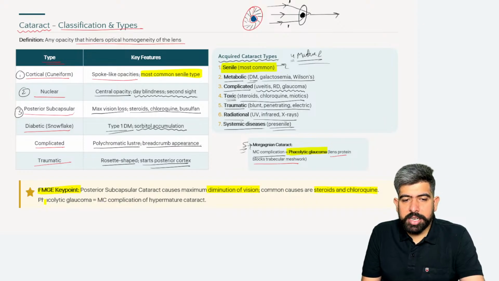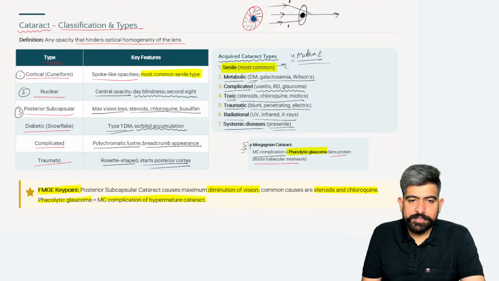And we talked about the phacolytic. Yes, phacolytic glaucoma is the most common complication of hypermature, which is your Morgagnian cataract. Is that clear? Is it clear to you guys? Let's move forward to the next one.